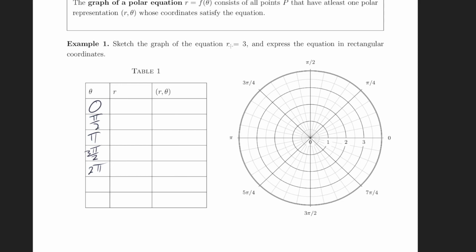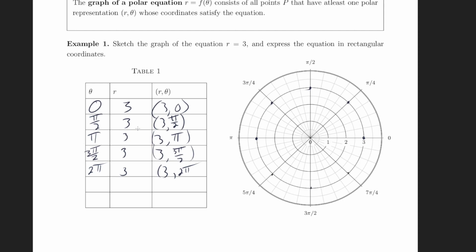Well, what is r? Well, r doesn't care, right? r is just 3 regardless. And so my polar coordinates are the following: 3, 0; 3, pi over 2; 3, pi; 3, 3 pi over 2; and then 3, 2 pi. And so these are our points, and let's go and plug them in. So here, here, here, here, here. I guess I never found those 2 points, but I assure you they are at those points.